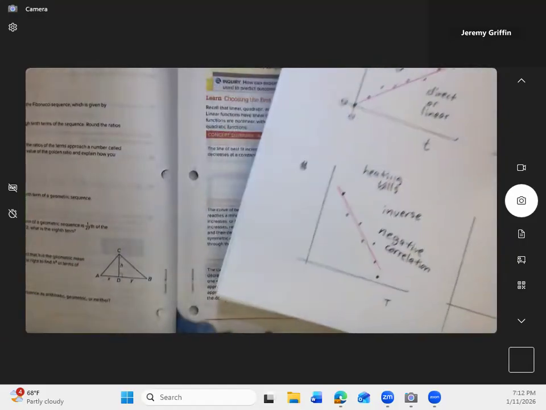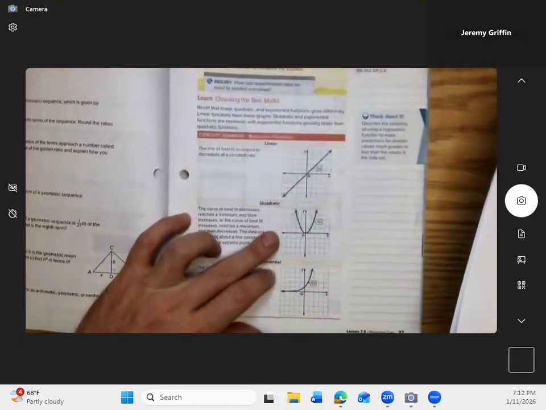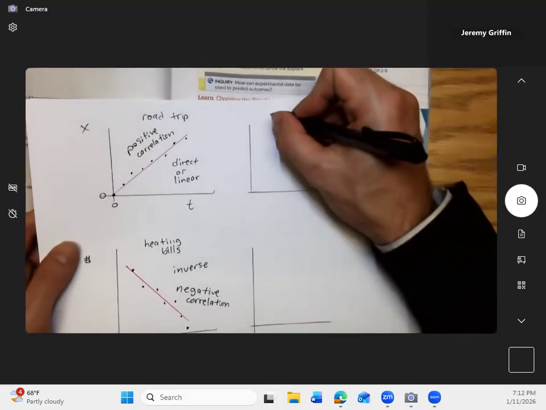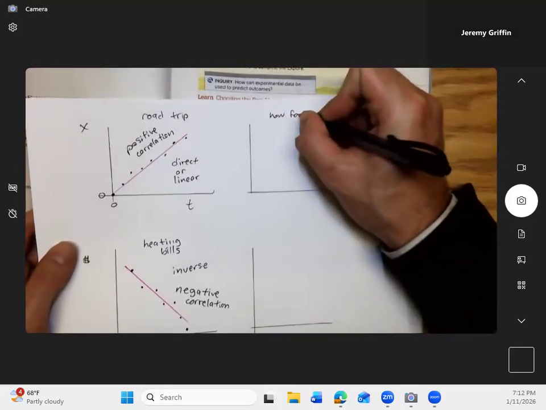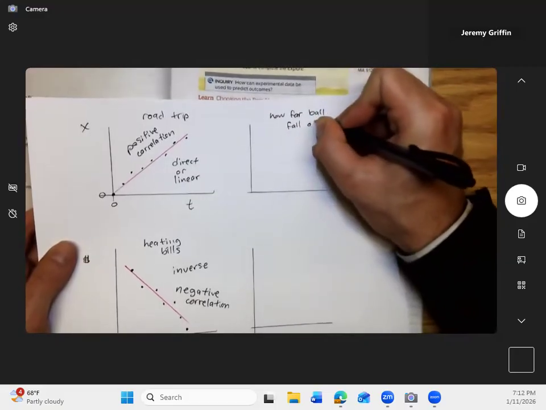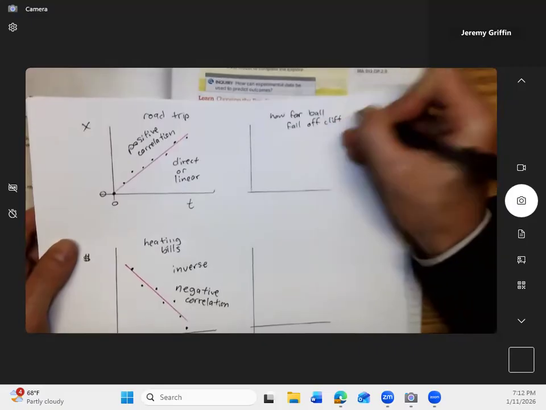What about some of these other type curves? Here, can I come up with examples for these other ones? I think so. Okay. How about you go to the edge of a cliff and you drop a ball? You say, how far did the ball fall off a cliff? Okay, as a function of time.